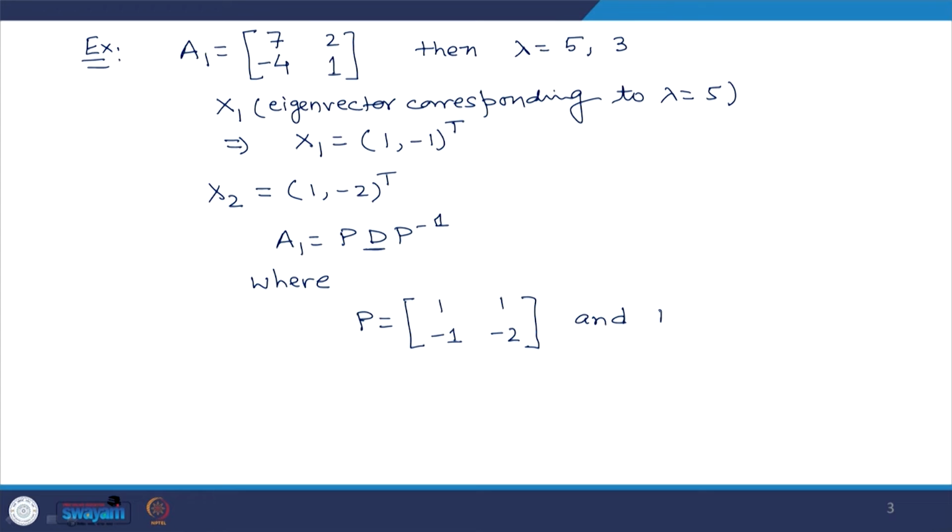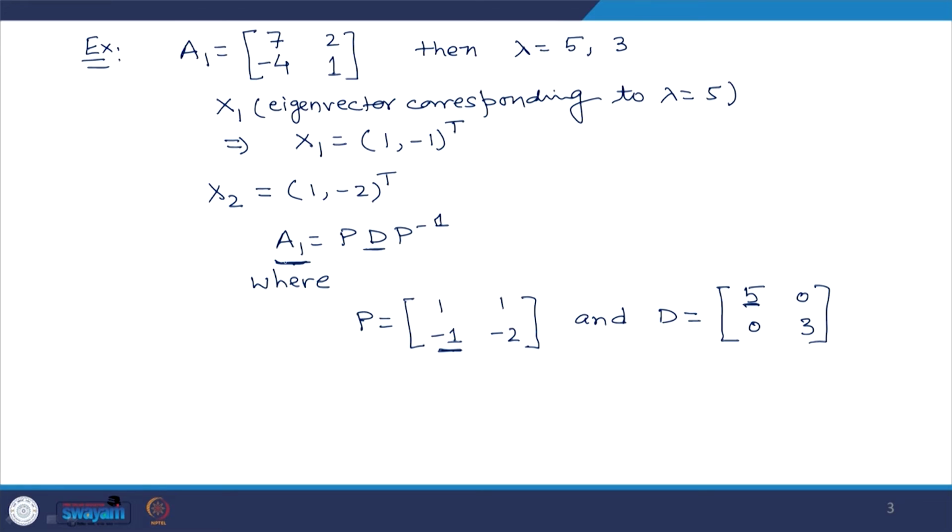And here D equals 5, 0, 0, 3. Just note that I am taking 5 here because I have written the eigenvector corresponding to lambda equals 5 as the first column. If you interchange these two columns, then D will become 3, 0, 0 and 5. And if you calculate P D P inverse, it comes out to be A1. So, this is an example of diagonalization, and we have learned it earlier also in this course.